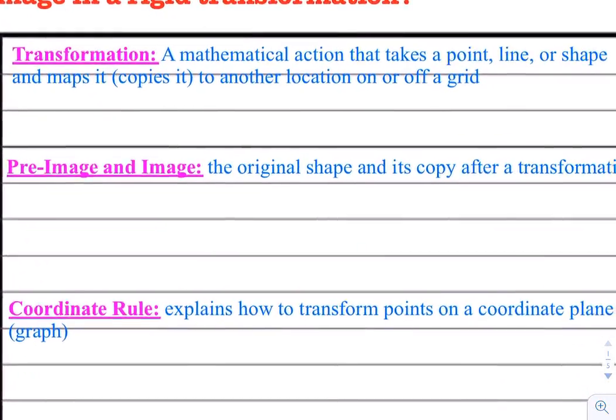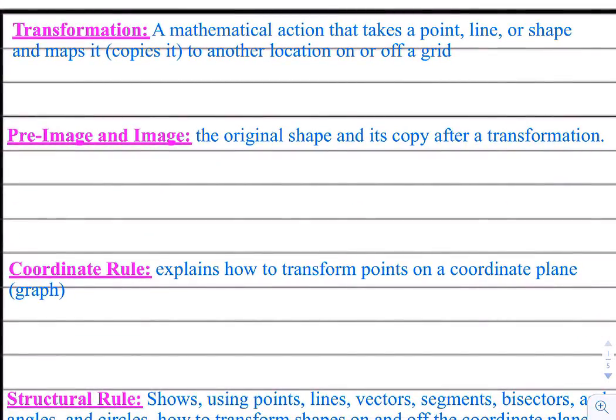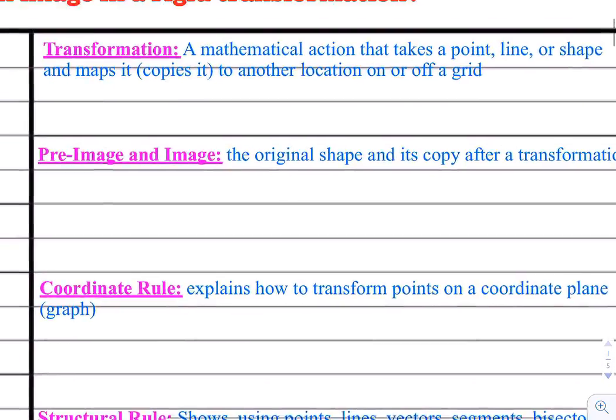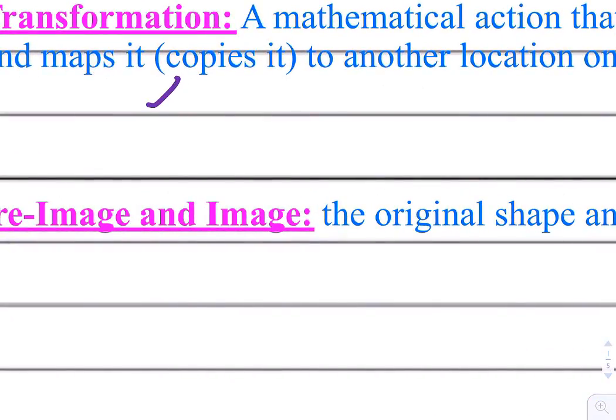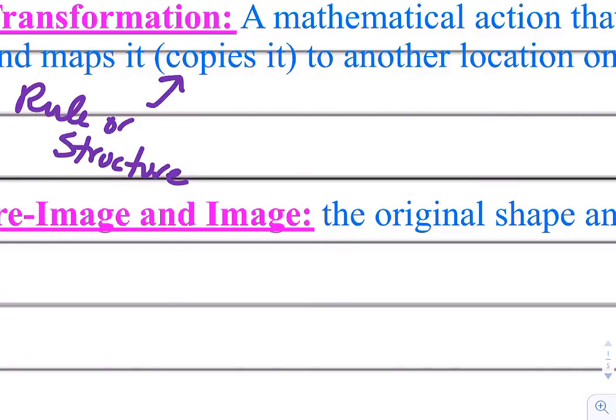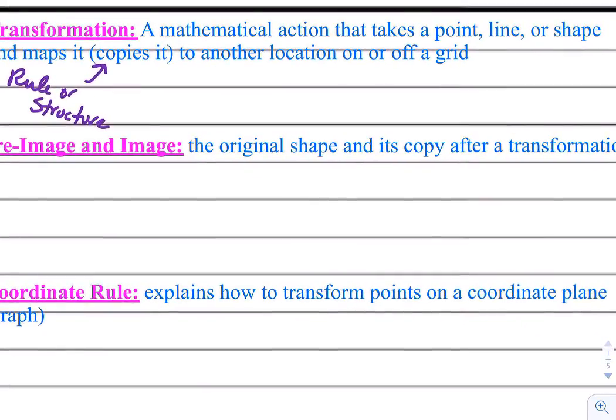So the first term I want to talk about is just transformation itself. Transformation is a general term, and it means a lot of different things specifically, but it's like a blanket term that refers to anything that takes one thing, like a point, line, or a shape, and maps it or copies it to another location, whether you're dealing with a grid or not. Now, when we say the word copy, the copying can't be random. It has to happen by a rule or structure, which means the movement is not just, hey, let's take one thing and put it somewhere else. There's a reason we're doing it, and it's a very set procedure in how to do it.